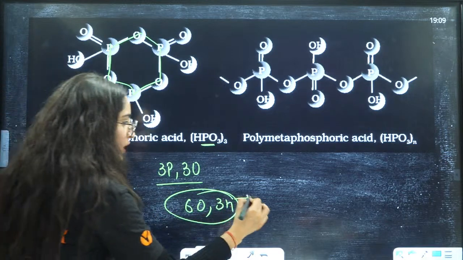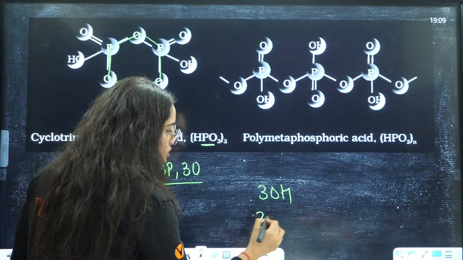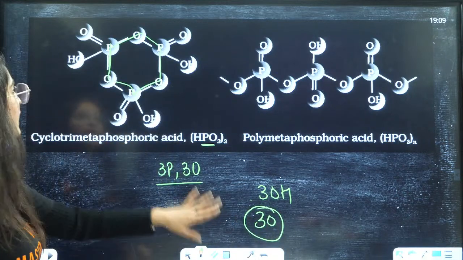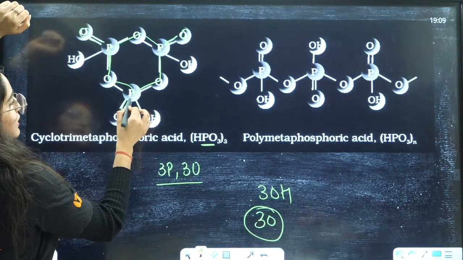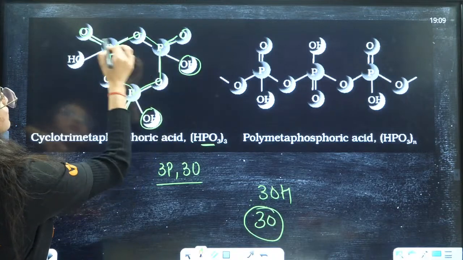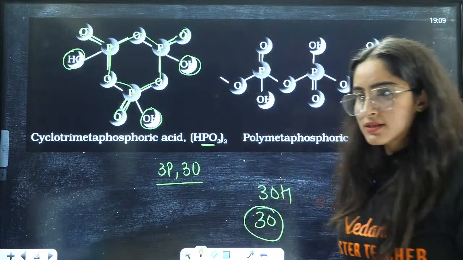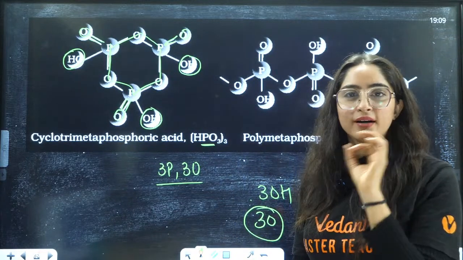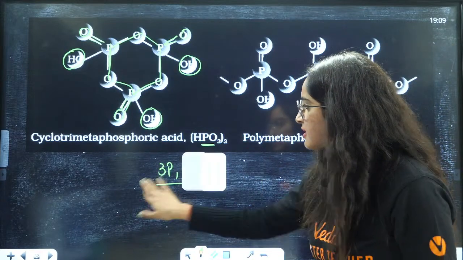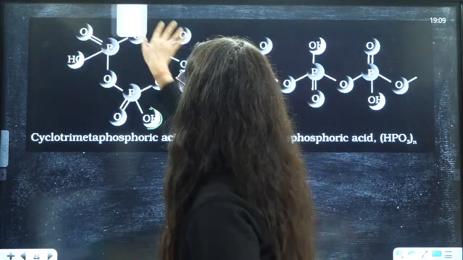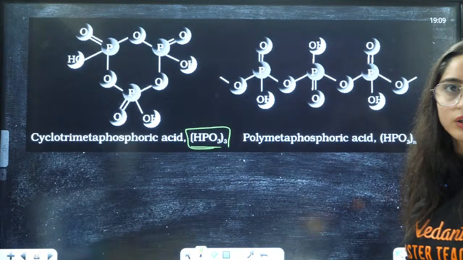That means from here we can have 3 OH. Now we are left with 3 oxygens that will have a double bond. So you will have 3 oxygens with double bonds, and 3 OH that will be present on each phosphorus. Students, this is just a way to remember the structure of the oxoacids. Just remember, (HPO3)3 is a cyclic structure.